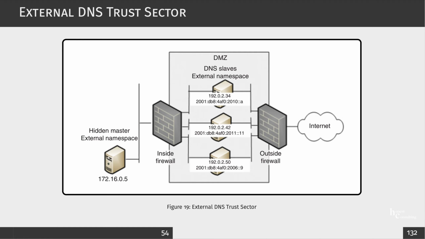What we can see in this diagram, we are using a hidden primary. This is highly recommended in external DNS. We have a bunch of secondaries in a dedicated DMZ. There are firewalls in between, and you can assume that the internet can only access these 3 systems over UDP and TCP port 53, and you can also assume that only the internal IP of the primary is accessible from the secondaries for zone transfers, for example.